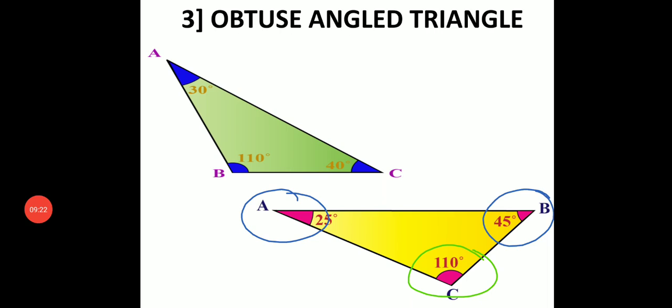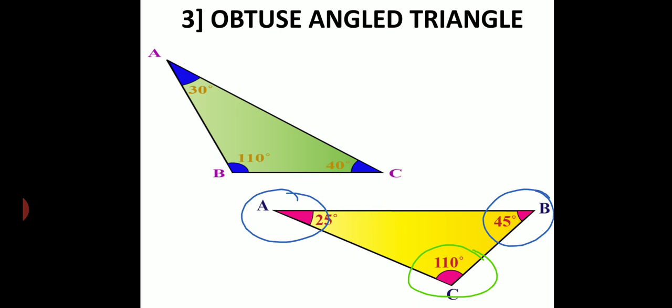So students, here again we have noticed that in a triangle, when out of the three angles one angle measures more than 90 and the other two angles measure less than 90, we name this type of triangle an obtuse angle triangle.